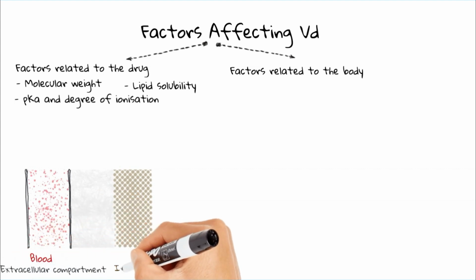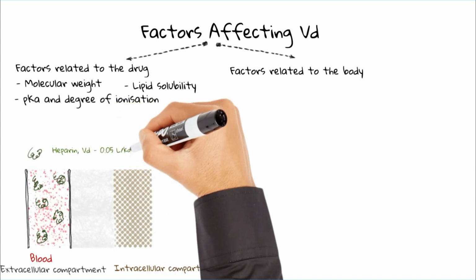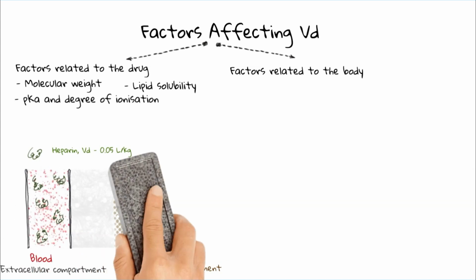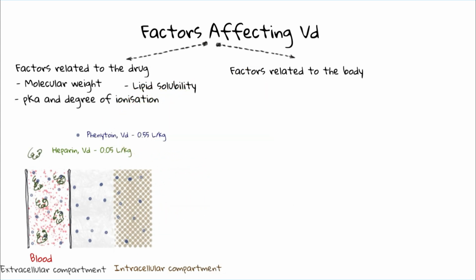A few drugs, such as heparin, are confined to plasma because the molecule is too large to cross the capillary wall easily. The plasma volume is about 0.05 liters per kilogram body weight, and so is the volume of distribution for these drugs. Some lipid-soluble drugs, such as phenytoin and ethanol, readily cross cell membranes and are distributed evenly throughout the body. Their volume of distribution approximates total body water, namely about 0.55 liters per kilogram body weight.